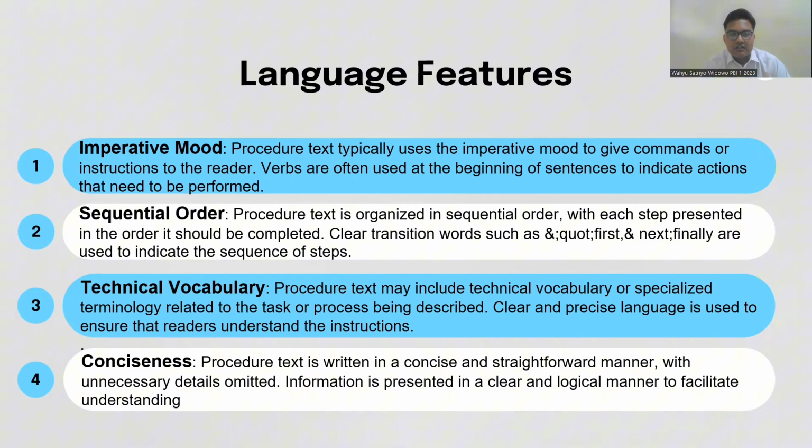And the third is technical vocabulary. Procedure text might include technical vocabulary or specialized terminology related to the task or process being described. Clear and precise language is used to ensure that the readers understand the instructions. And the last is conciseness. Procedure text is written in a concise and straightforward manner, with unnecessary details omitted. Information is presented in a clear and logical manner to facilitate understanding.